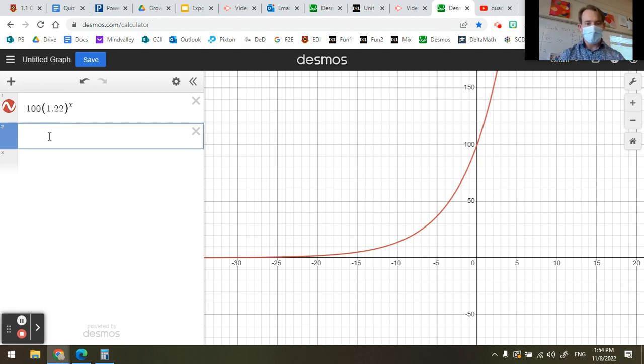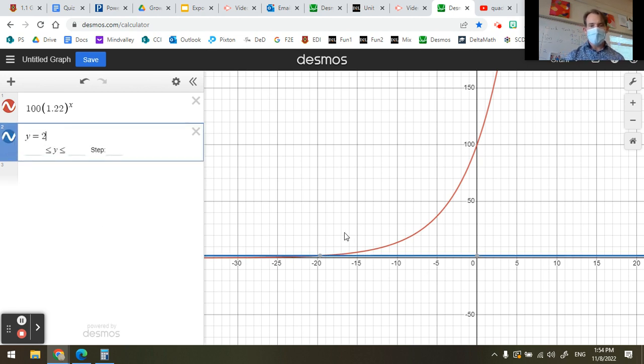And then here we could go back. We could graph the line y equals 2 to find when were there 2 frogs. It was about 20 years ago. There were only 2 frogs, and they started growing. So you can use these exponential equations to predict the future, but also examine the past. Cool, eh? And that's with negative values of x. Great, let's keep going.